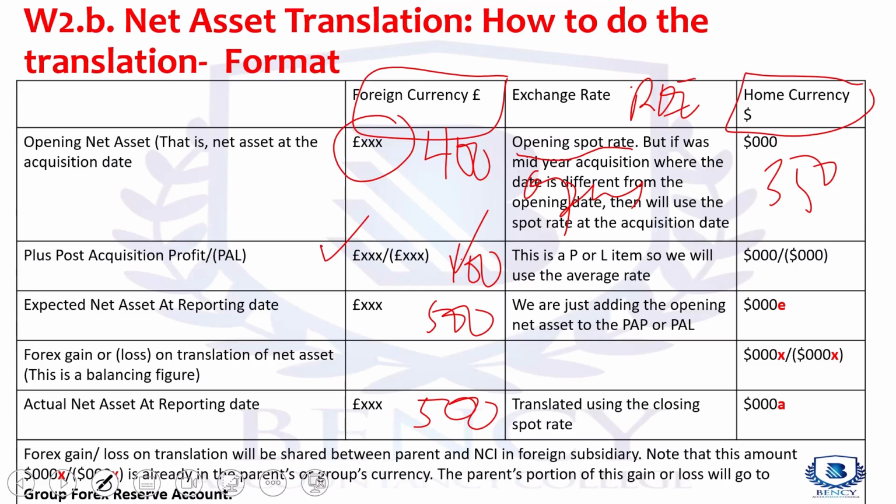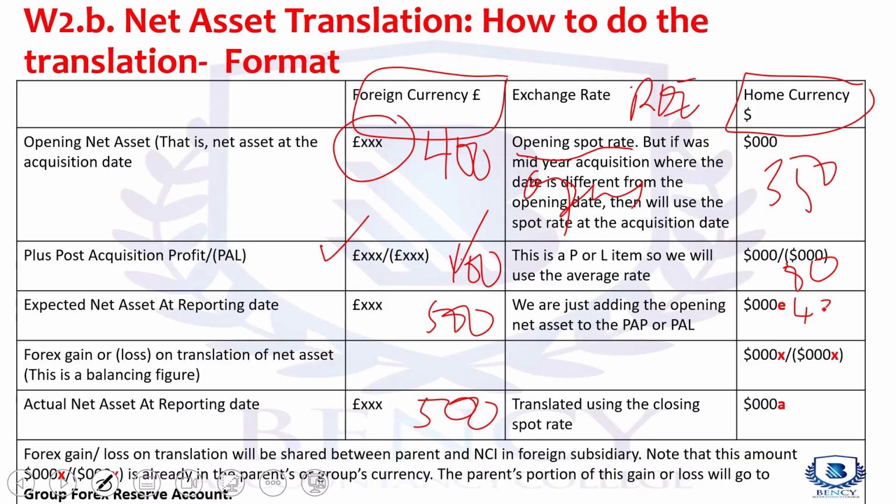Then you look at the post-acquisition profit or loss. It's a P&L item, so what do you use? We use the average rate to translate. Let's say when we translated, we had 80. So if you have 80, the 350 plus 80 gives us the expected net asset as at the reporting date. So 350 plus 80 gives us 430.